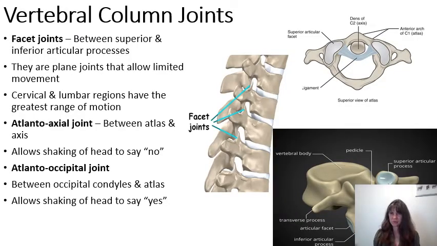In order to further understand the joints that occur within the vertebral column, we need to take a closer look at some of the parts of the vertebra that we did not yet learn. If you look at the lower right-hand side of your screen, you will notice a picture of a vertebra. This happens to be a lumbar vertebra. You can see the vertebral body is the thickened portion here. You can see the spinous process. We also notice the transverse processes on either side.